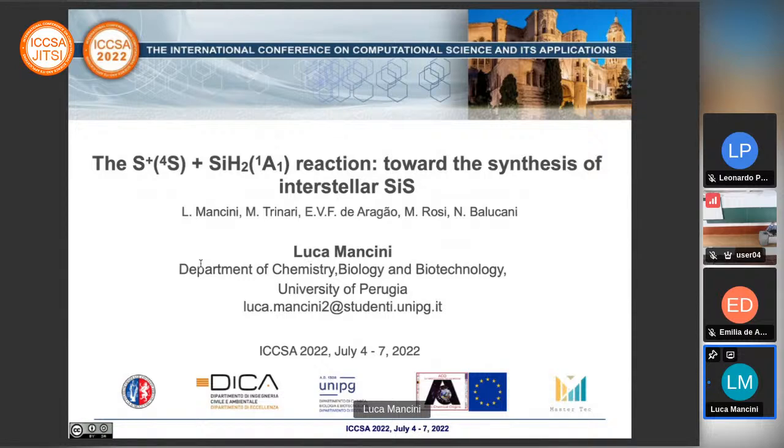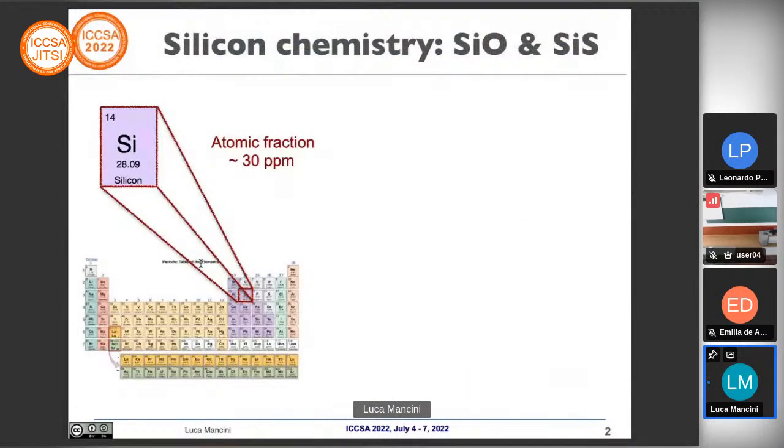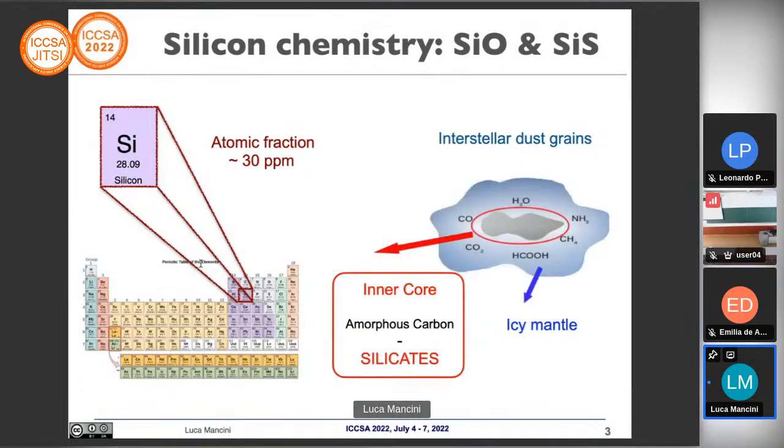Today I will try to focus my talk on possible formation mechanisms for interstellar silicon sulfide in different regions of the interstellar medium, starting from gas phase ion-neutral reactions. Silicon is the seventh most abundant element in the interstellar medium, and its presence is mainly related to the so-called dust grains, which are sub-micrometer sized particles with an inner core made mainly of silicates, or alternatively of amorphous carbon, depending on their origin. They are covered by the so-called icy mantles, in which different species and molecules can be trapped, and this mantle can act as a catalytic site for the formation of different species.